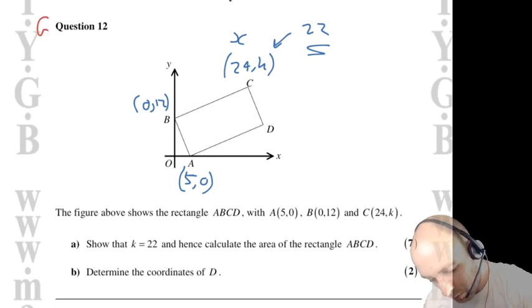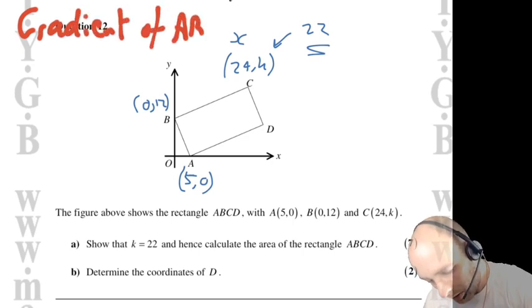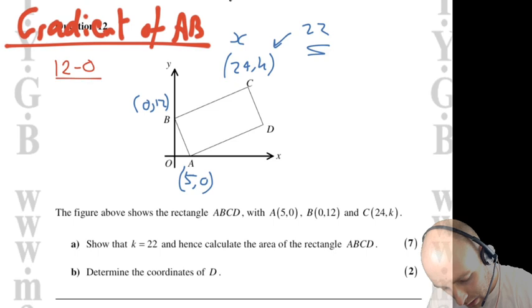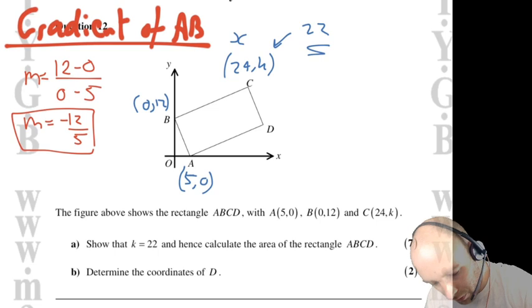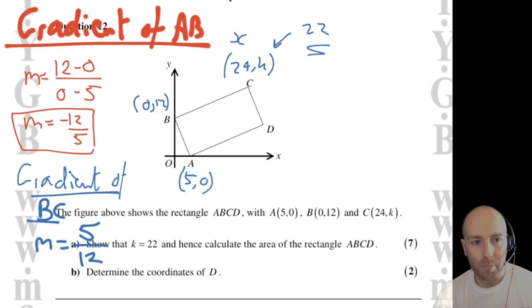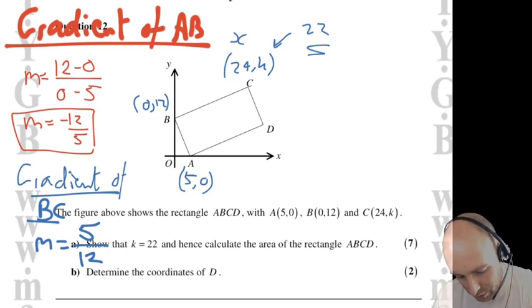Let's do it a bit bigger. So step one, find the gradient of AB. The gradient of AB is going to be 12 take 0, divided by 0 take 5. So we get a gradient of minus 12 over 5. That means my gradient of BC will be the negative reciprocal, 5 over 12. This is 7 marks. This is a lot. So the gradient of BC is 5 over 12.